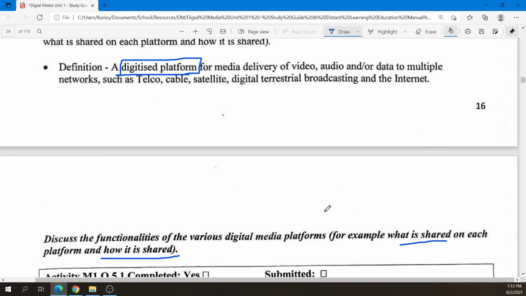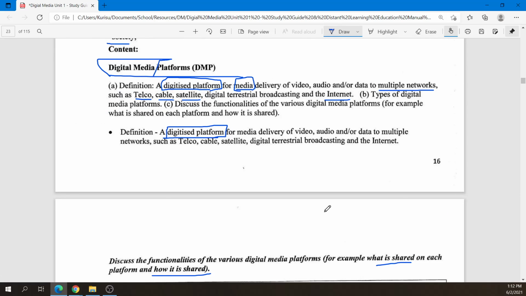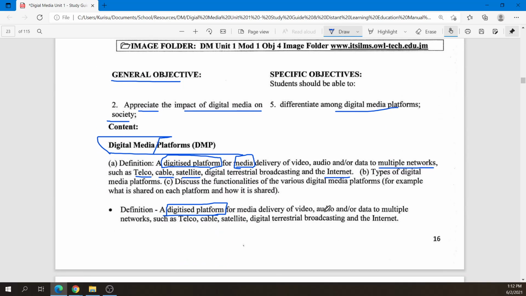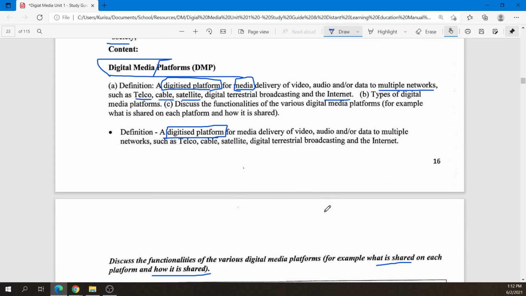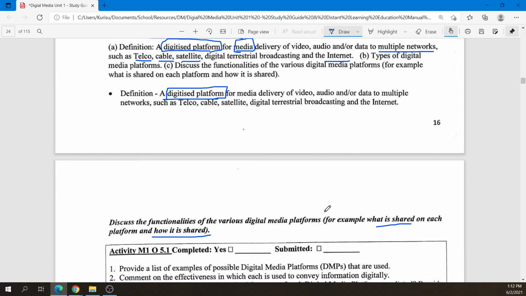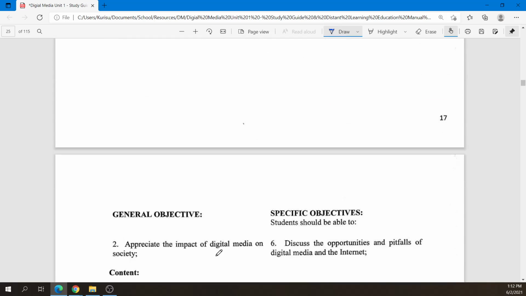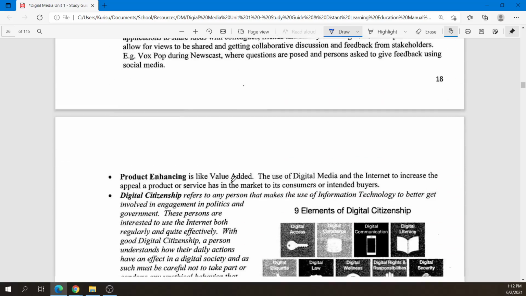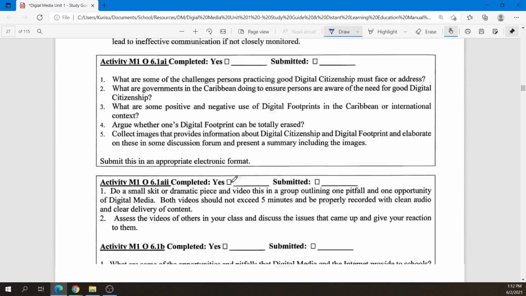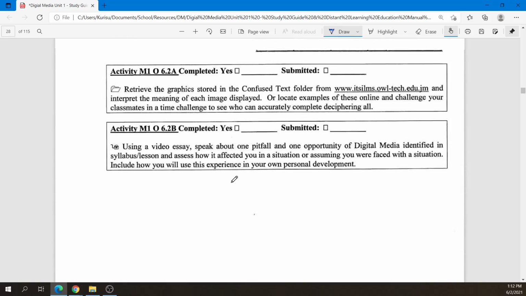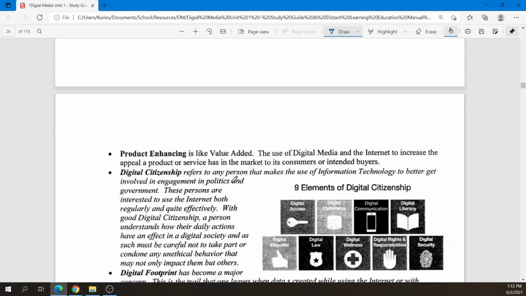Good. So I hope that gave you guys an idea as to what a digital media platform is, what the different types of digital media platforms are, and how you can compare and contrast, looking at the advantages and disadvantages of the platforms. Any questions before we move on? No, sir. All right. So we can move on to objective 6.